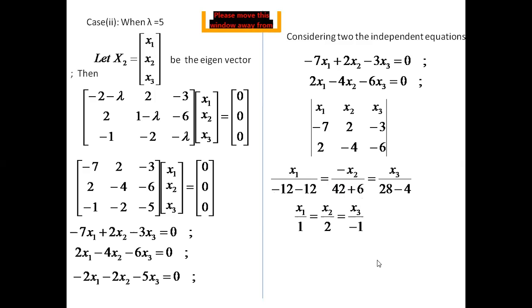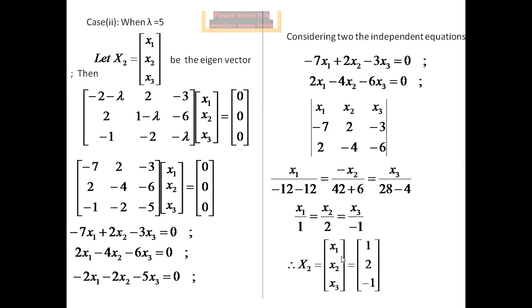But don't think this is the answer, only one answer. It has infinite number of eigenvectors. So you are free to select any one of the eigenvectors. So I have selected this one by considering these two equations. So what is the eigenvector? x1, x2, x3 is equal to 1, 2, minus 1. So like that, we can get all eigenvalues and eigenvectors.